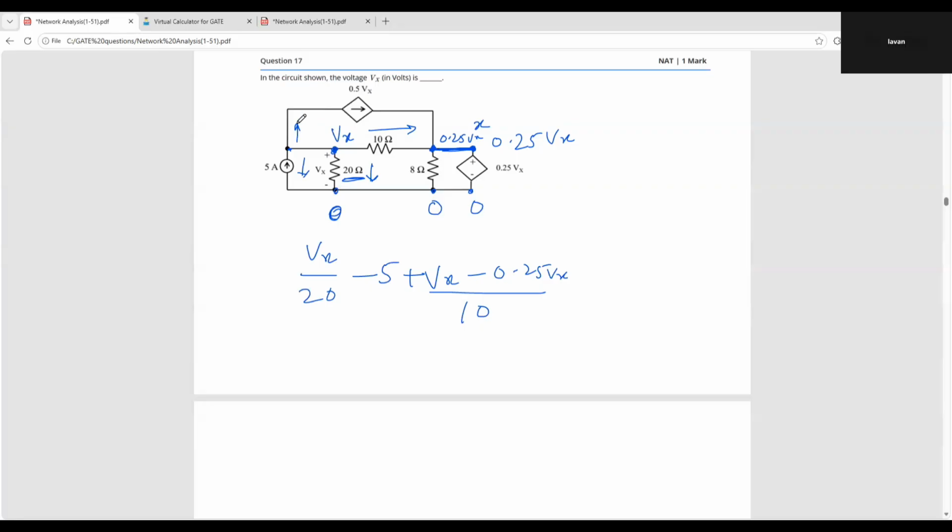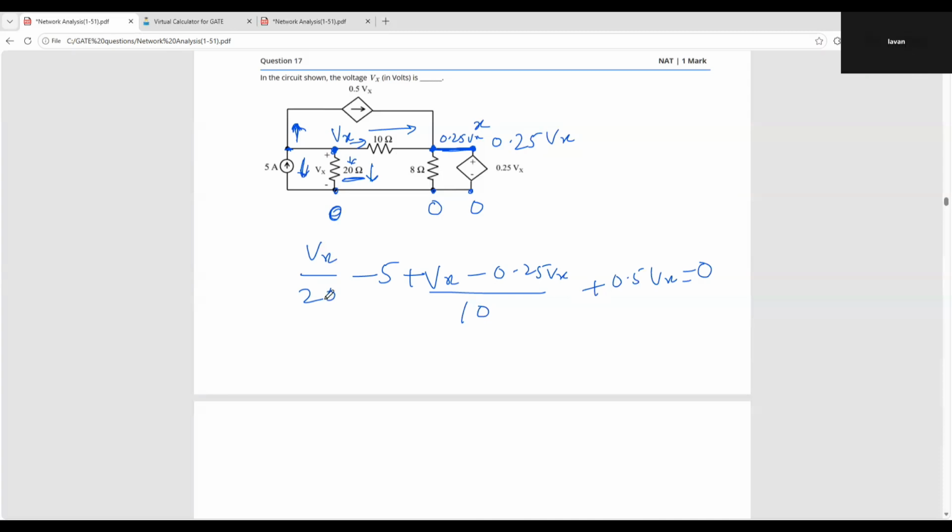There also the same voltage, Vx. This was Vx, which means this is also Vx. And it's a current only, no? Why are you worried about the voltage? So it is plus 0.5 Vx. All the currents you have to add. This point is the same, so this current, this current, this current, this current. So tell me.